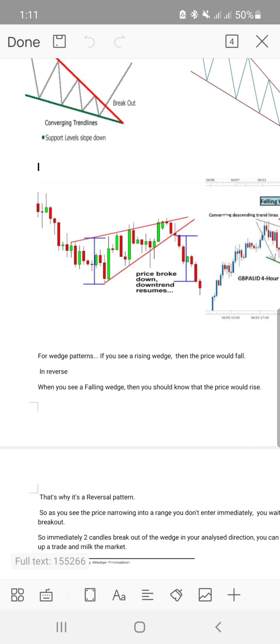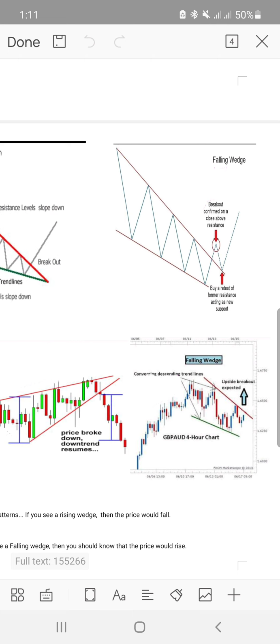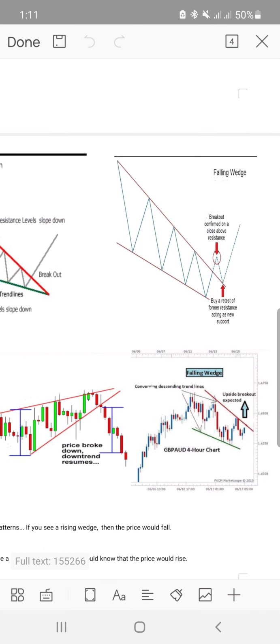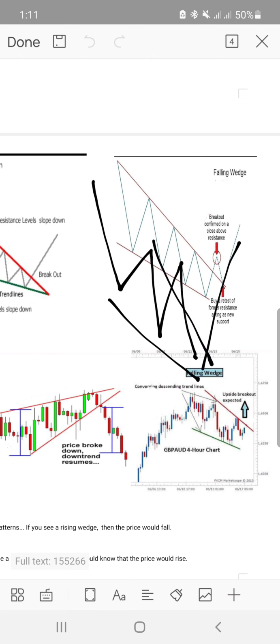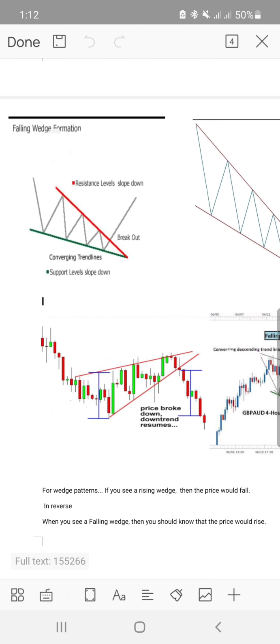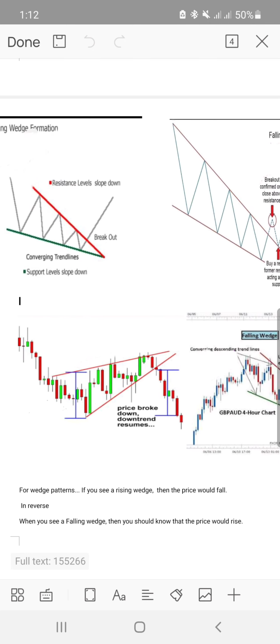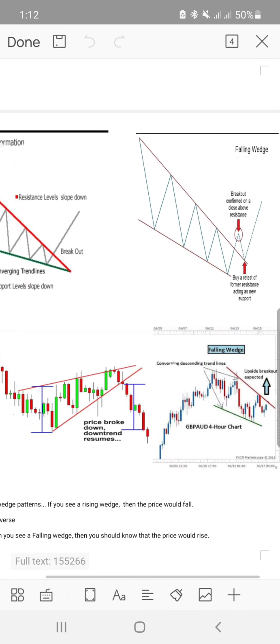So if you see a rising wedge, what it just means is that the price will fall. Then if you see a falling wedge, it means that the price will rise, just like I showed you in the examples, right? This is a falling wedge. Falling wedge in the sense that price is going down, down, right? Price will rise. If it's a falling wedge, price will rise. If it's a rising wedge, price will fall. Just like this. Look at this. This is a rising wedge. Price fell. If it's a falling wedge, just like this, price will rise.